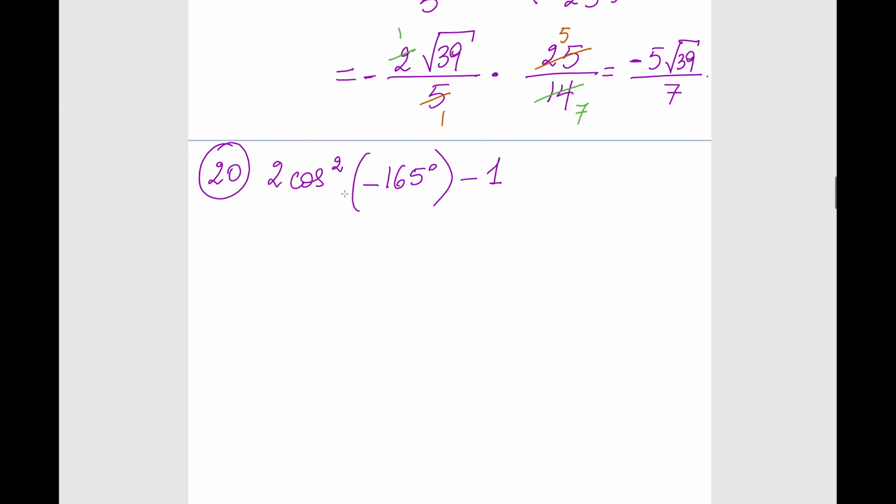We want to find the exact value of this expression. Well, the first observation is that what I'm going to do is try to get rid of this minus. Cosine is an even function, so I get it for free, right? Because cosine acting on negative theta is cosine of theta. So that's the same as, let me just go back to purple, 2 cosine squared of 165 degree minus 1. Okay.